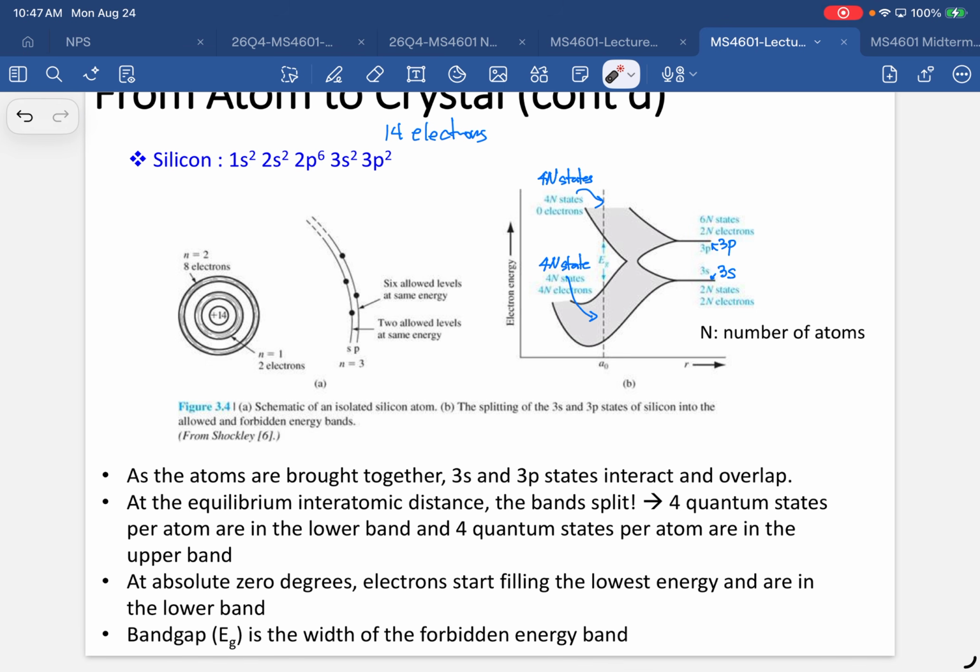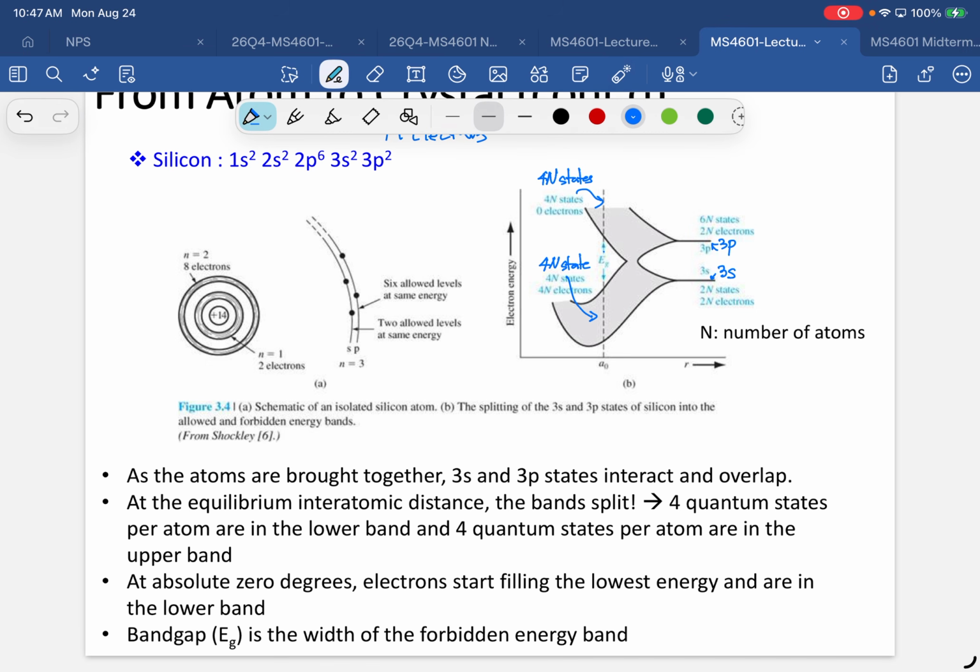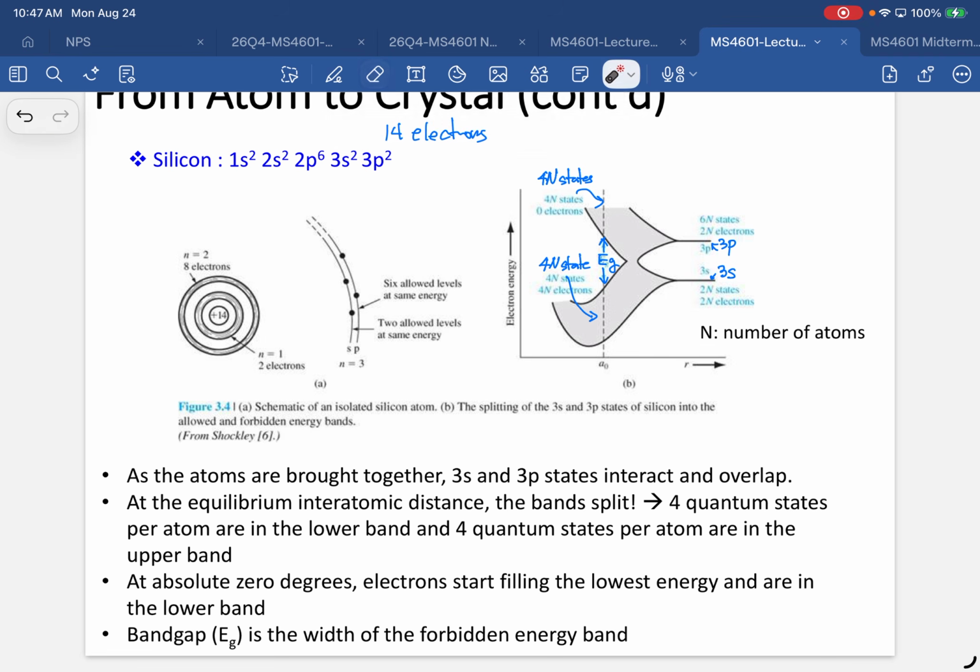And then you notice that between the lower band and the higher band, there is an energy gap here. There is an energy gap, Eg, right? This is called the band gap. Okay, have you guys heard about band gap as well? This band gap is a very important material parameter for charge transport. The band gap is the width of the forbidden energy band, the size of this energy difference.